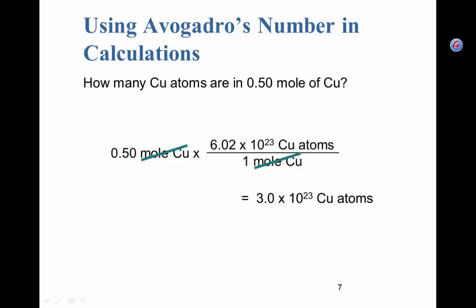So here's an example. Wants to know how many copper atoms are in half a mole of copper. So if I start out with half a mole of copper, I would want to align my conversion factor so that I had moles on the bottom, and in 1 mole there's going to be Avogadro's number of copper atoms. So I would take 0.5 times Avogadro's number, and then I would round it to 2 significant figures. Since 0.50 has 2 significant figures, I would have 3.0 times 10 to the 23rd copper atoms.